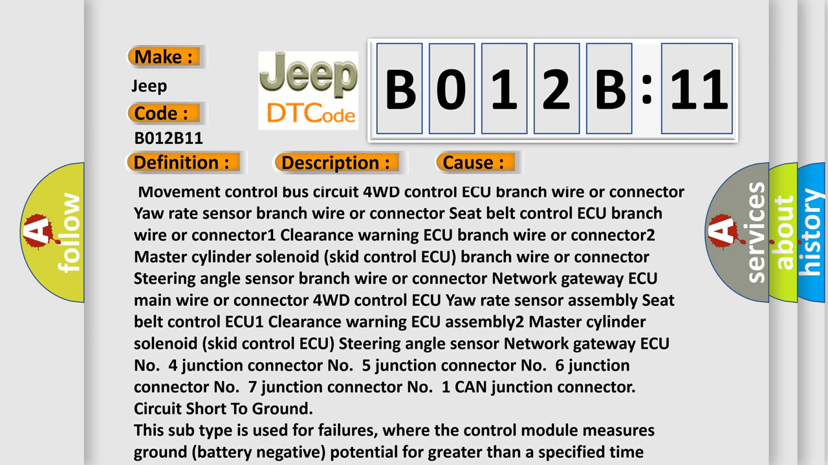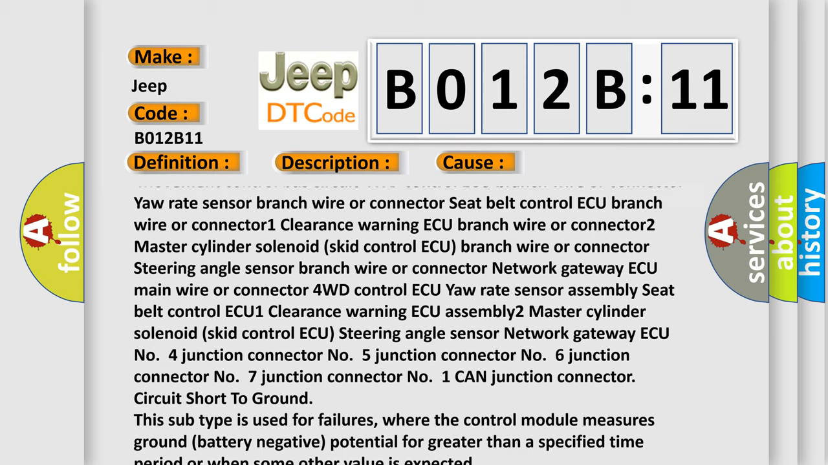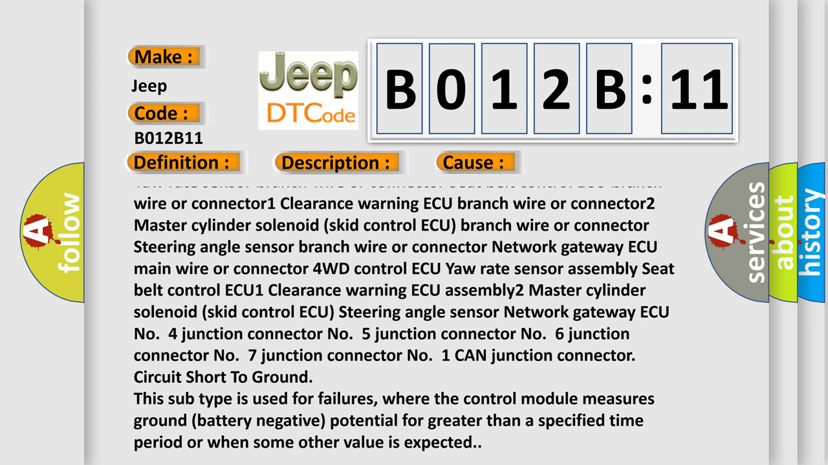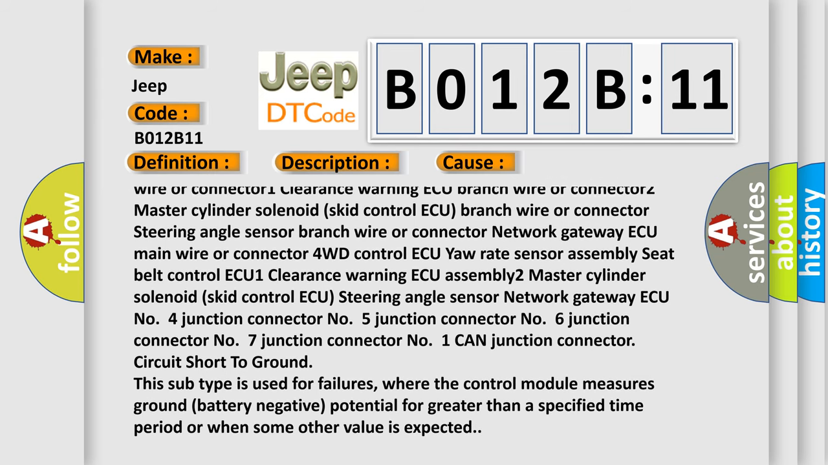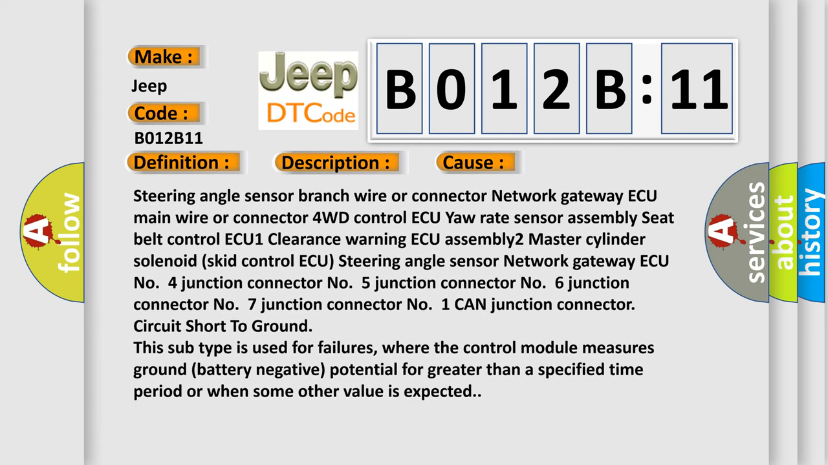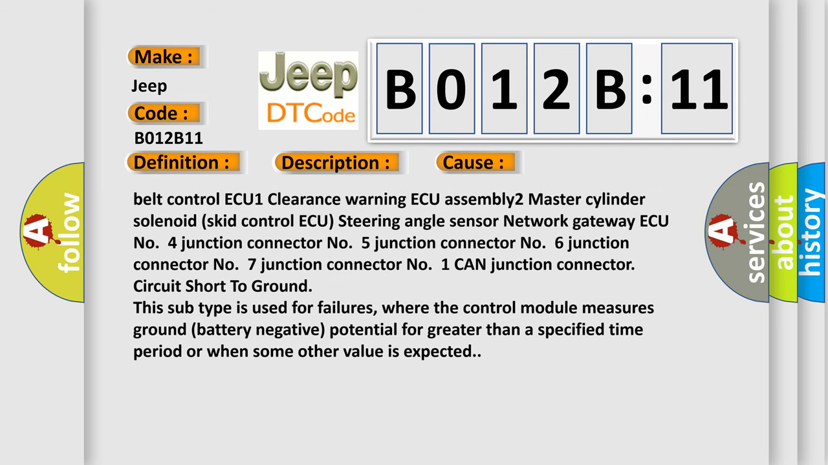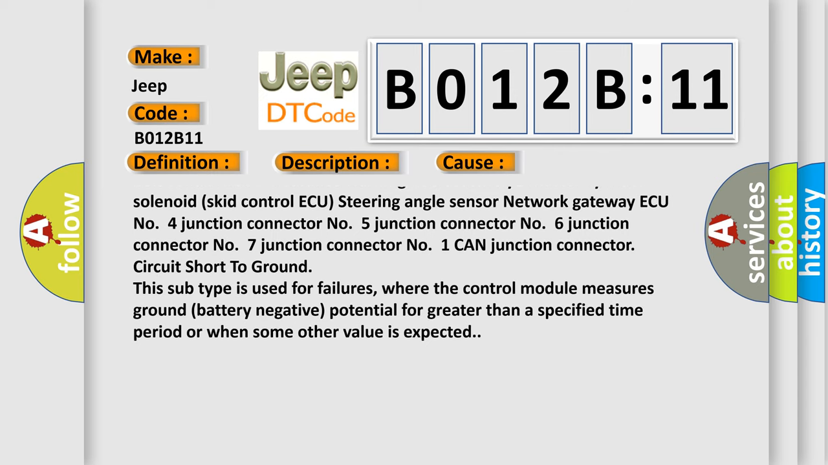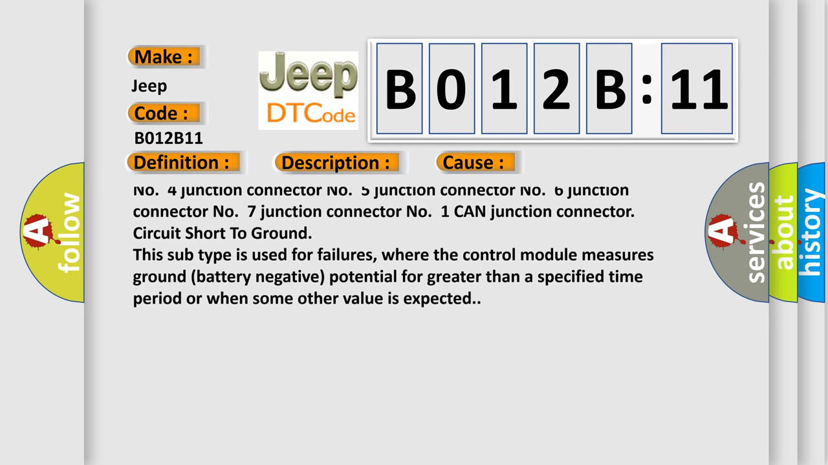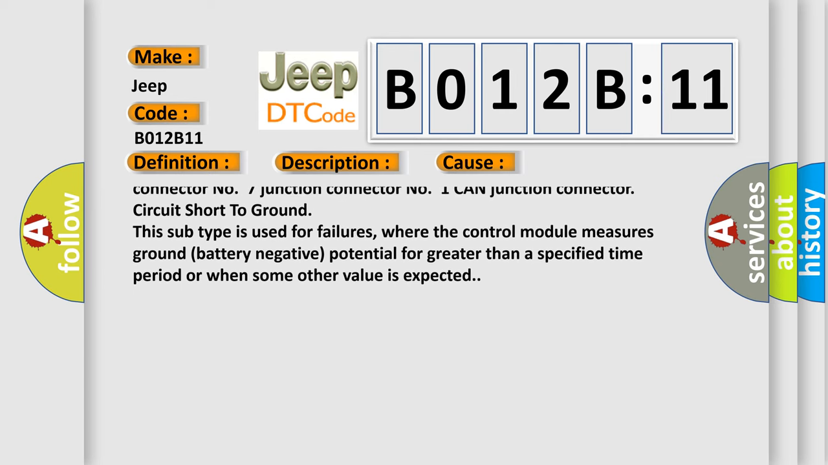yaw rate sensor branch wire or connector, seat belt control AQ branch wire or connector, 1 clearance warning AQ branch wire or connector, 2 master cylinder solenoid skid control AQ branch wire or connector, steering angle sensor branch wire or connector, network gateway AQ main wire or connector, 4WD control AQ, yaw rate sensor assembly, seat belt control ECU U1, clearance warning AQ assembly, 2 master cylinder solenoid skid control AQ, steering angle sensor, network gateway AQ, number 4 junction connector, number 5 junction connector, number 6 junction connector, number 7 junction connector, number 1 CAN junction connector.